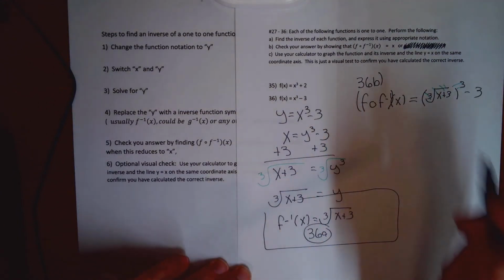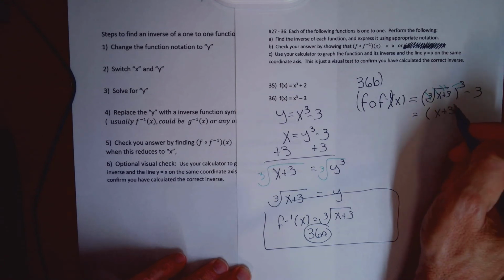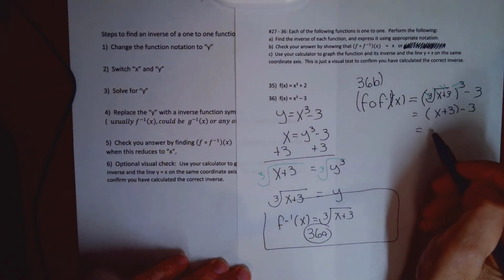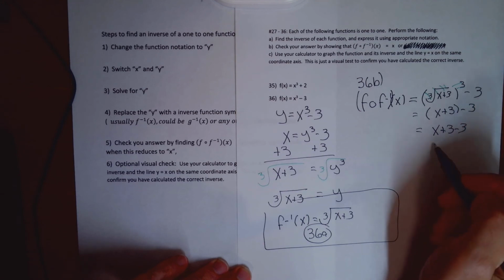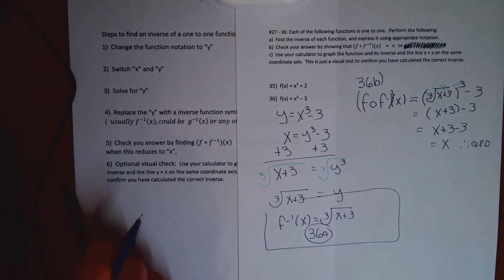So cubing a cube root is just going to give me the radicand. So that simplifies to x plus 3 minus 3. The parentheses can just be dropped, and then the 3's will cancel. I don't remember what that meant. It's Latin though. It means I did my proof.